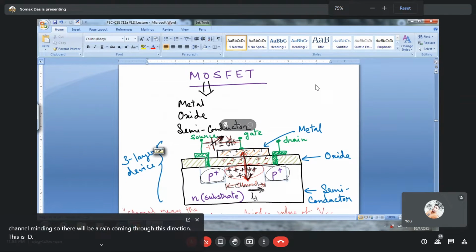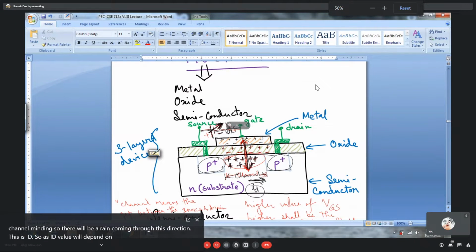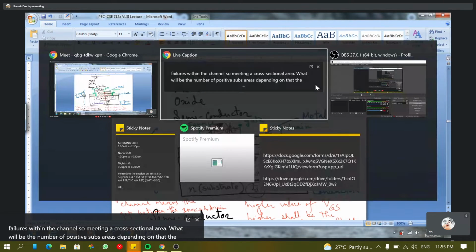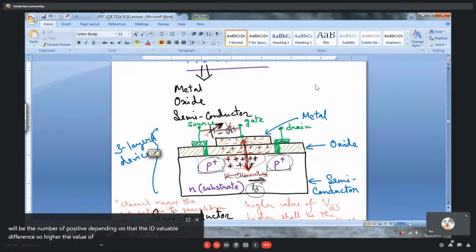So what ID value will depend on the density of positive charge carriers within the channel. So within a cross-sectional area, what will be the number of positive charge carriers? Depending on that, the ID value will depend. So higher the value of VGS, higher will be the density of induced positive charge carriers within the channel, and higher will be the value of ID.